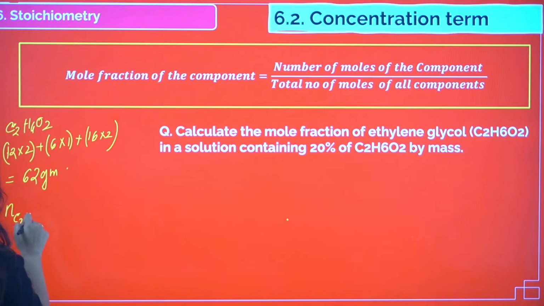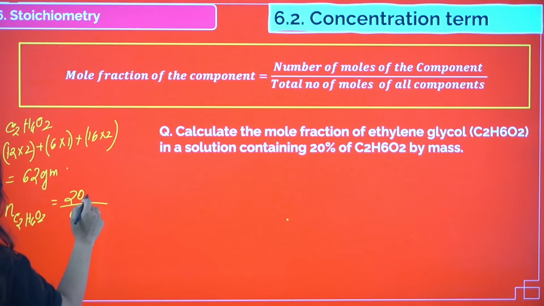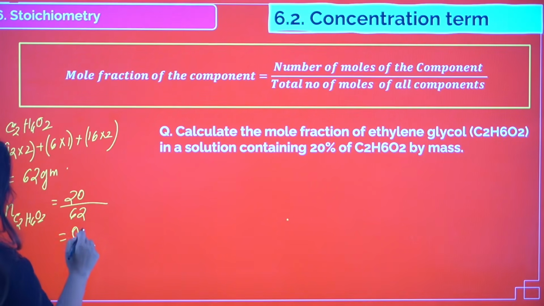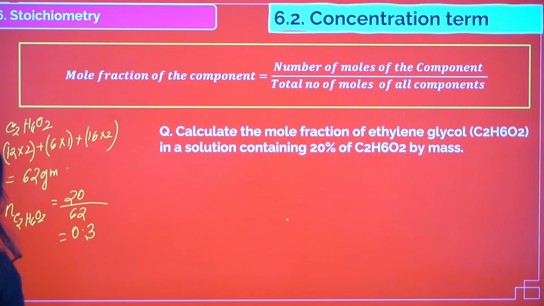Number of moles of C2H6O2 is basically 20 divided by 62 gram. If I just calculate this, it should come up to be something like 20. If I just make it 200, then 0.3 at first it will go, then I guess 0.32 mole.